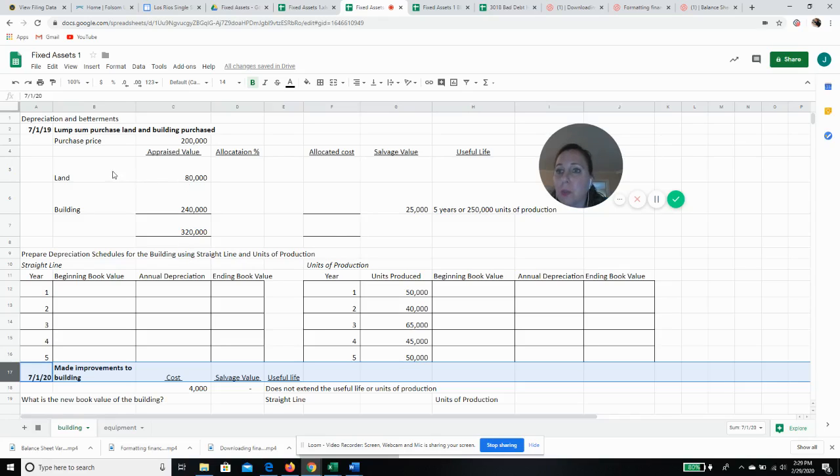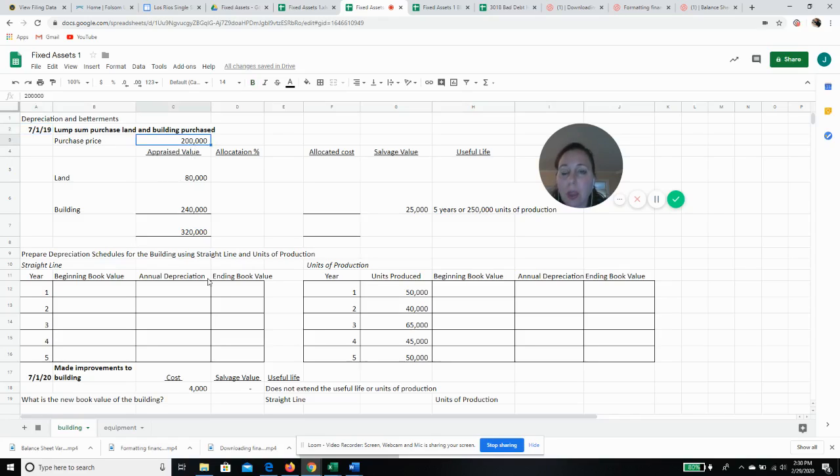Okay, so we have on the 1st of July 2019, we made a lump sum purchase, a bundled purchase of land and building. The purchase price is $200,000. So we need to figure out how we are going to allocate that $200,000 between land and building. Remember, land and building each need to be recorded separately. The reason for this is because we're going to depreciate the building, but we will not depreciate the land. Land never depreciates. Okay?